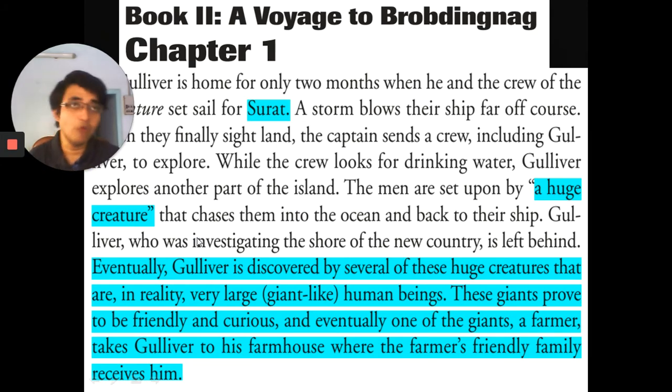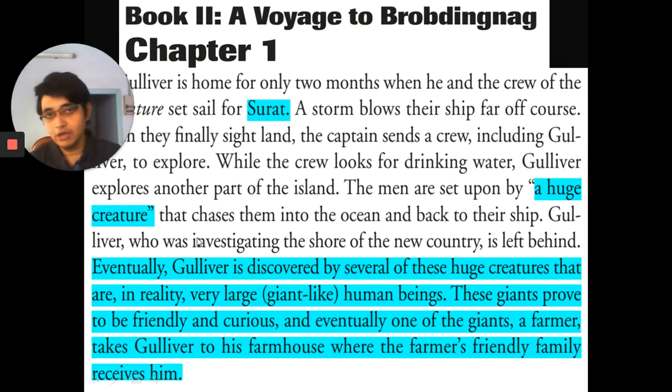While book 1 is the voyage to the land of the Lilliput, where Lilliputians are only 6 inches long, and Gulliver is 12 times longer than those people, on the other hand, these Brobdingnagians are 12 times bigger than Gulliver.